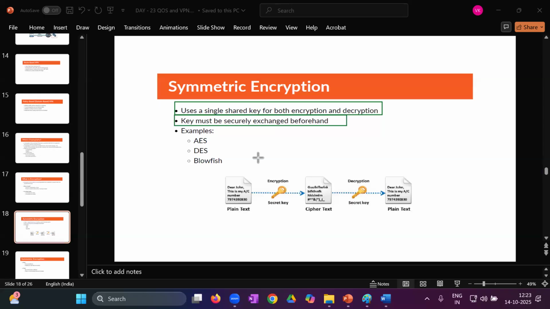What are the examples of symmetric encryption? AES, Advanced Encryption Standard, or DES, or Blowfish. So here it says that this is the plain text, then encryption has been done. This is a secret key. Now this is a ciphertext. Now it reached here. Before that, I got the key, I decrypted it, and this is the key that I have got. This is the plain text I have.